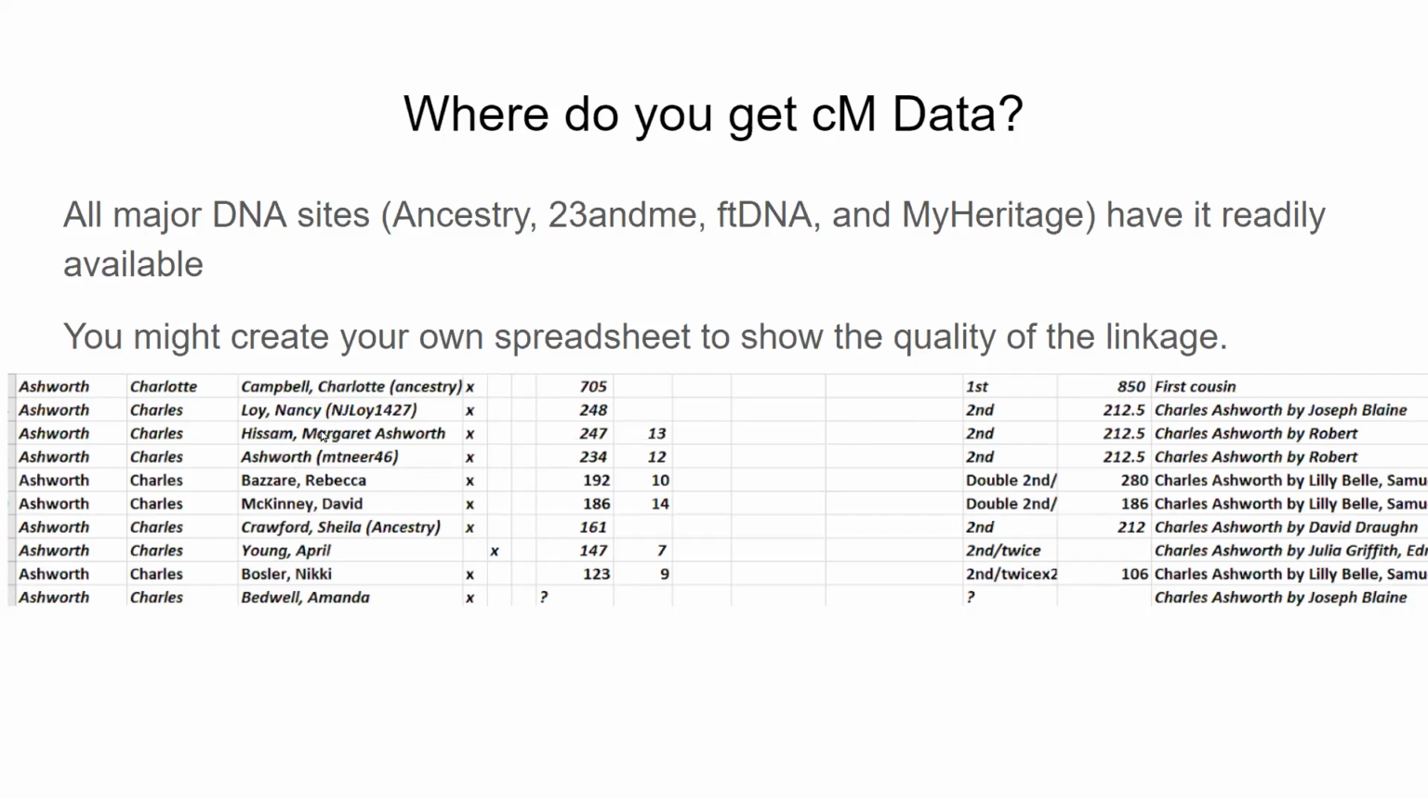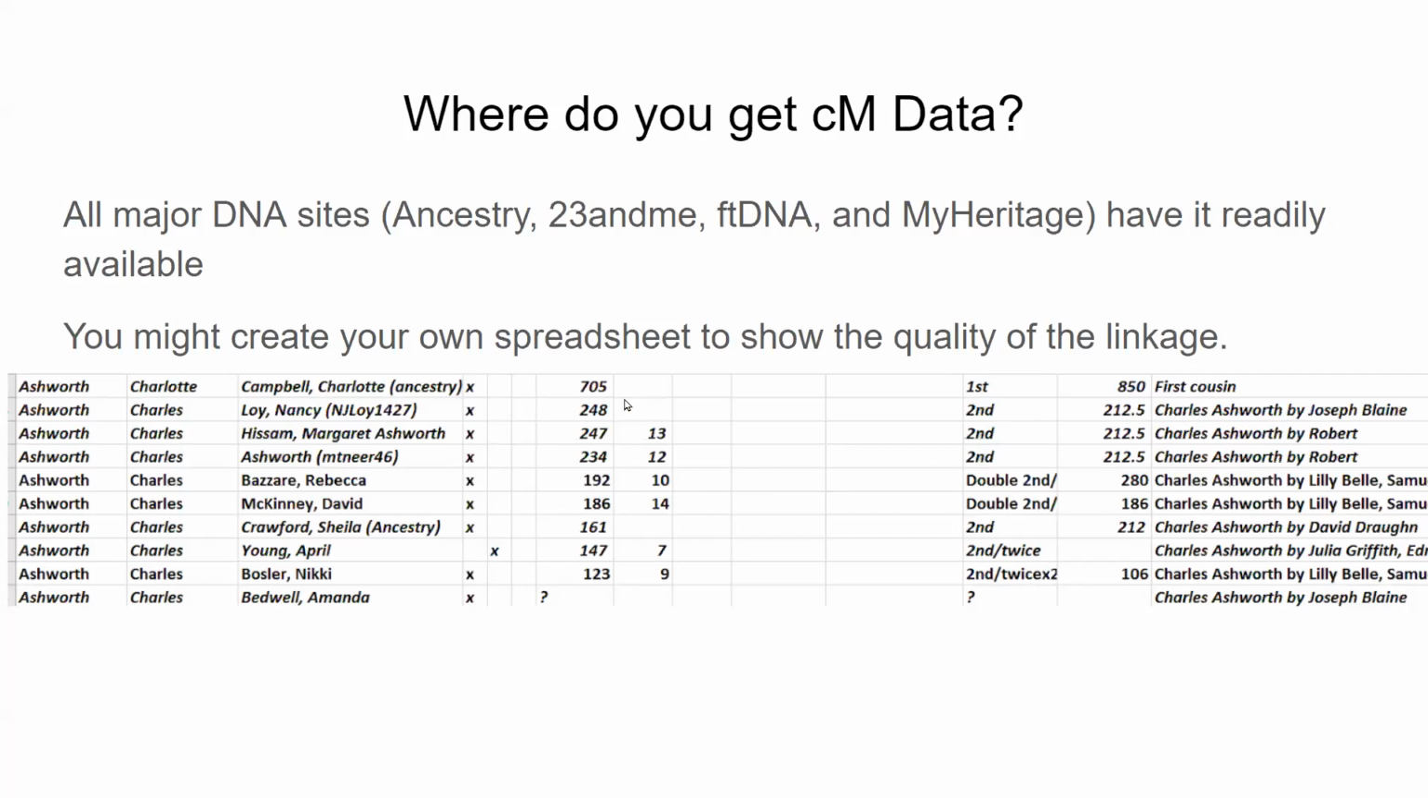And what I've written in here is, if you go to Ancestry, you aren't going to find someone named Nancy Loy who has a database. You're going to find that she has it as NJ Loy 1427. So that's how I find her when I go back to Ancestry. Well, I know that she is related to my great-grandfather Charles, and by his son Joseph Blaine. Okay, 248, 212 looks pretty good.